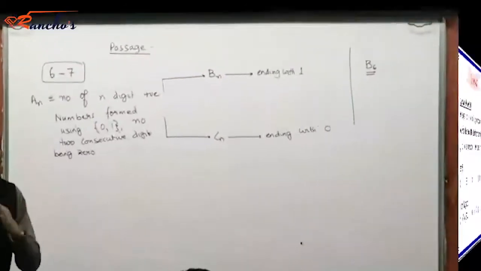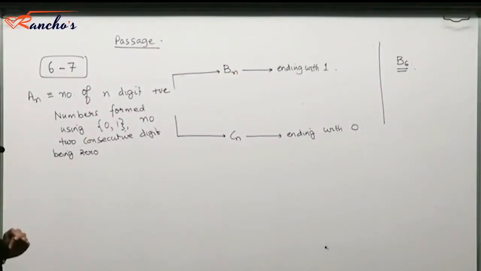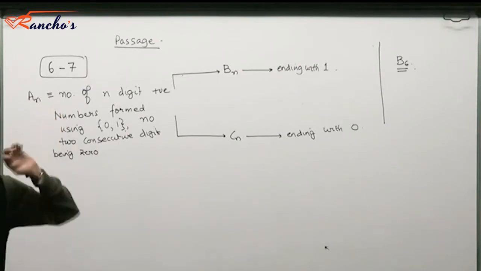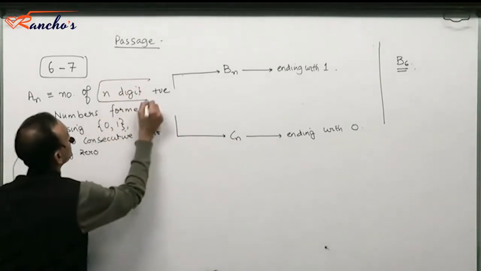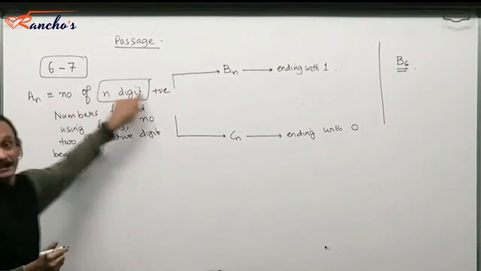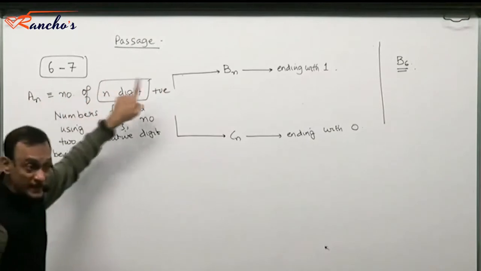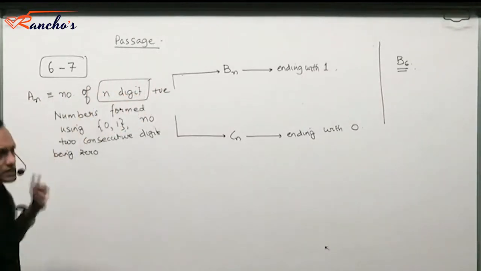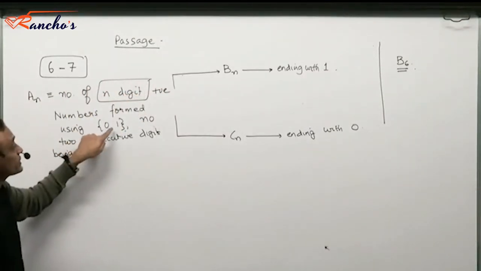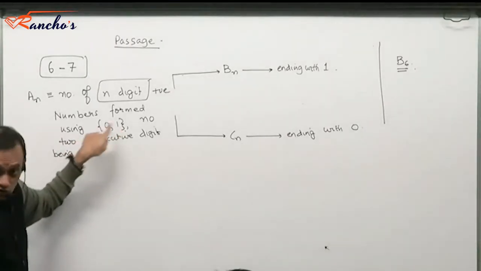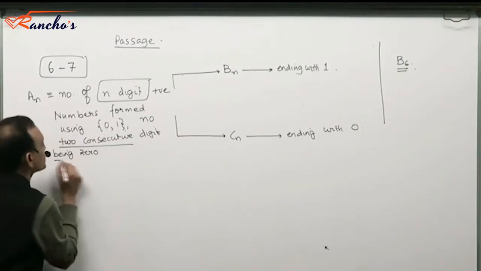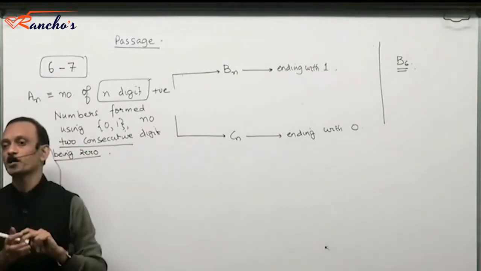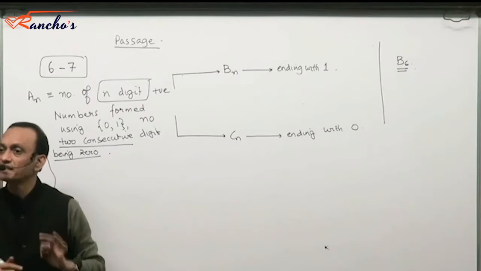Problem numbers 6 and 7 relate to a situation where a number AN, an n-digit number, is formed. AN is the number of n-digit numbers formed using 0 and 1, such that no two consecutive digits are 0. That's AN.